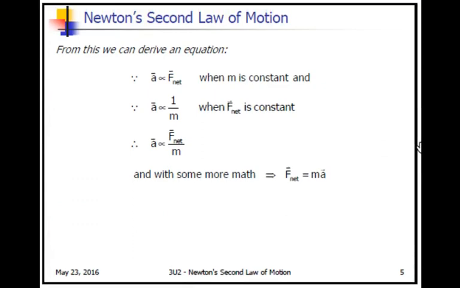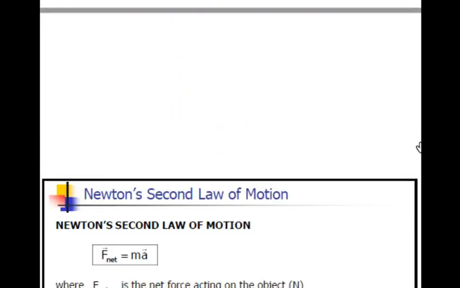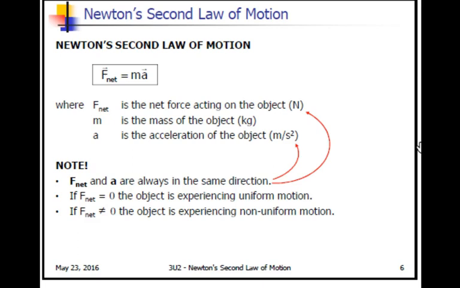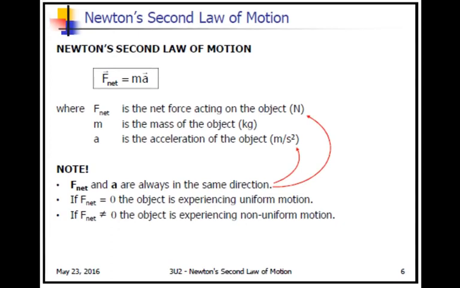When we put those together, we see that acceleration is proportional to the net force. Acceleration is inversely proportional to the mass. So we end up having acceleration is proportional to the force divided by the mass. And we can rearrange that to F equals ma, which is the equation representation of Newton's second law of motion, where we have m being the mass, a being the acceleration, and F, of course, being the force, or F net being the resultant force.